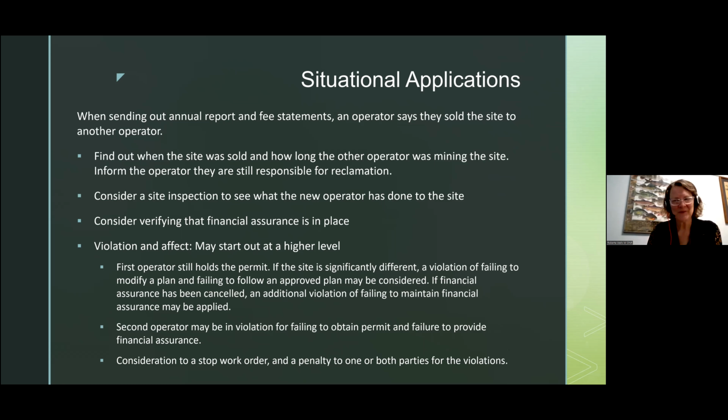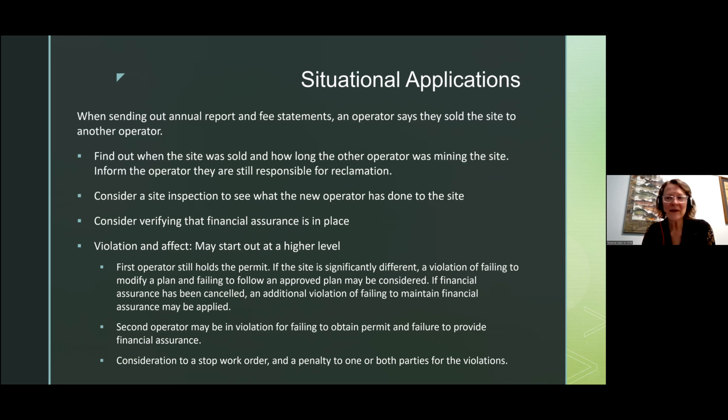So you're going to want to check to make sure, do I still have valid financial assurance in place? Believe it or not, operators have been really good at going to their banks and getting their financial assurance canceled without you even noticing. So if that's not in place, now you've got a couple of different violations at hand. Failure to maintain financial assurance is the easy one, but that first operator that still holds the permit, if that new operator went out there and significantly changed the condition of that site, they may be in violation of failing to follow a reclamation plan or failing to modify it.